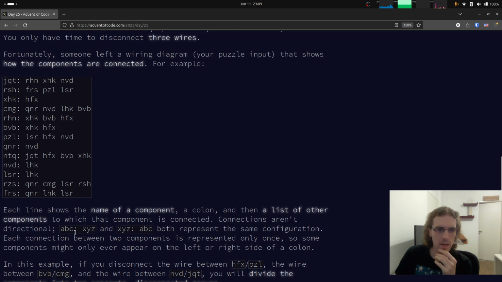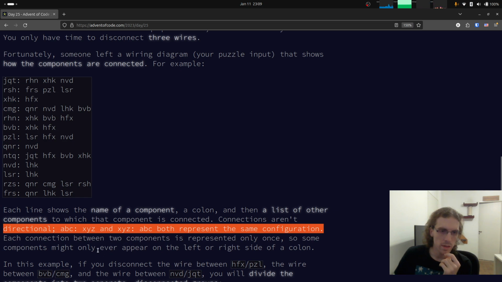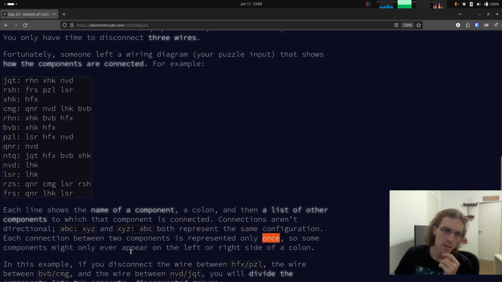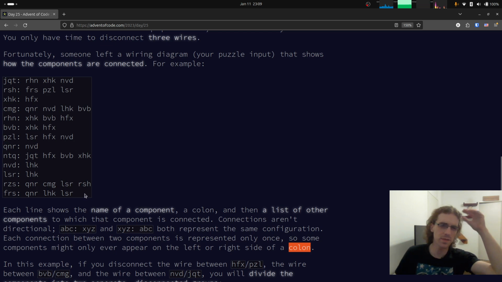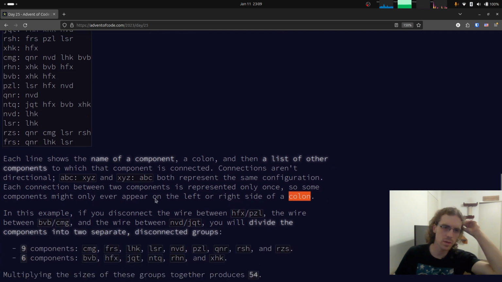Okay, connections aren't directional. ABC: XYZ, and XYZ: ABC both represent the same configuration. Each connection between two components is represented only once, so some components might only ever appear on the left or right side of a colon. Okay, so the connections are wires, and this would be an undirected graph, I think is the name in graph theory for these things. Like the edges don't have one specific direction.